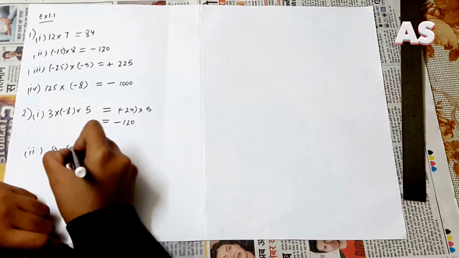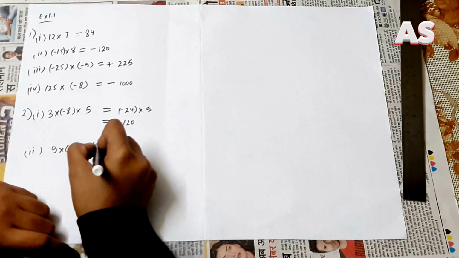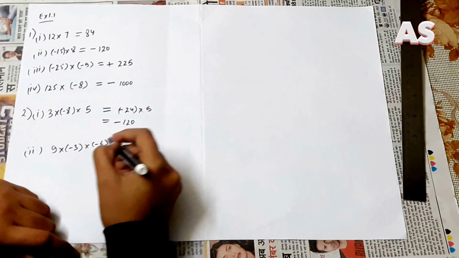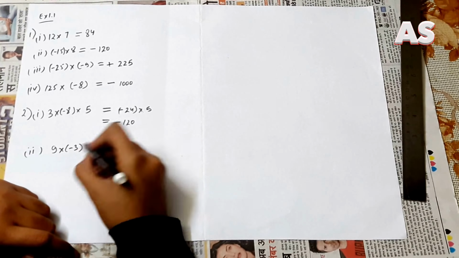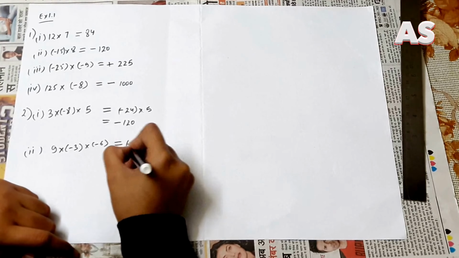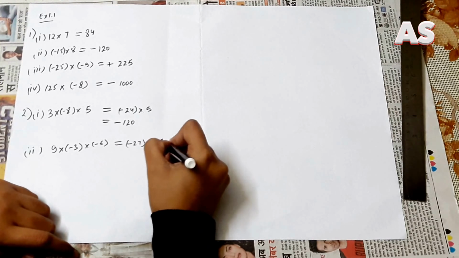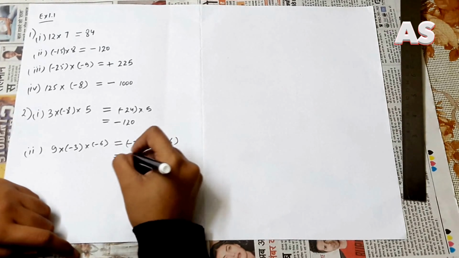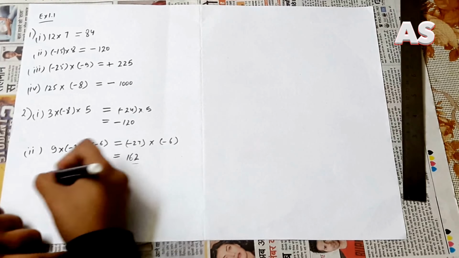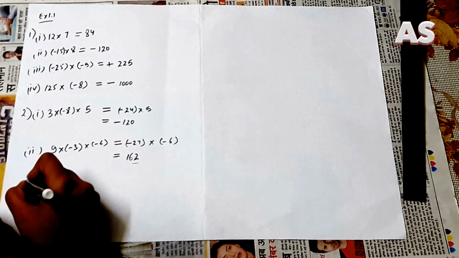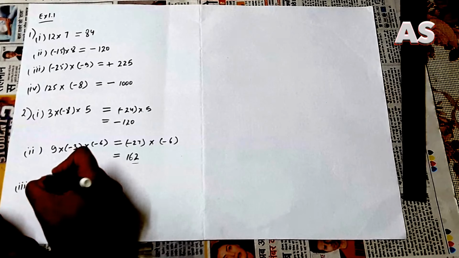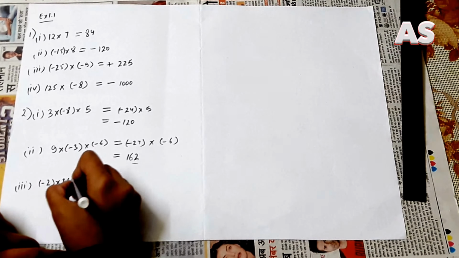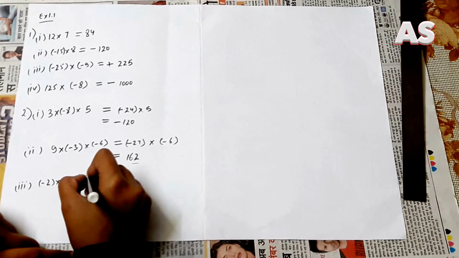The second part is 9 into minus 3 into minus 6. Now 9 into 3 is 27, and because it's a negative integer, it's minus 27, and minus 27 into minus 6 would be a positive integer, and it is 162. Third part, minus 2 into 36 into minus 5.